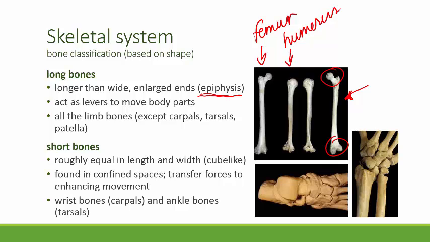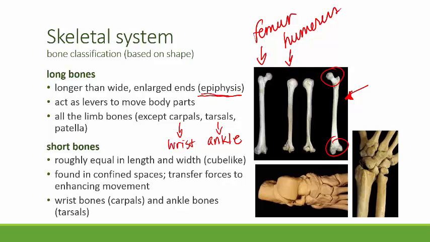And these long bones act as levers that then can move body parts. And we find long bones in the limbs, so in the arms and the legs. These are all long bones with the exceptions of the wrist and the ankle bones. The carpals, those are the wrist bones. And the tarsals, these are the ankle bones. And so long bones, only in the appendages.